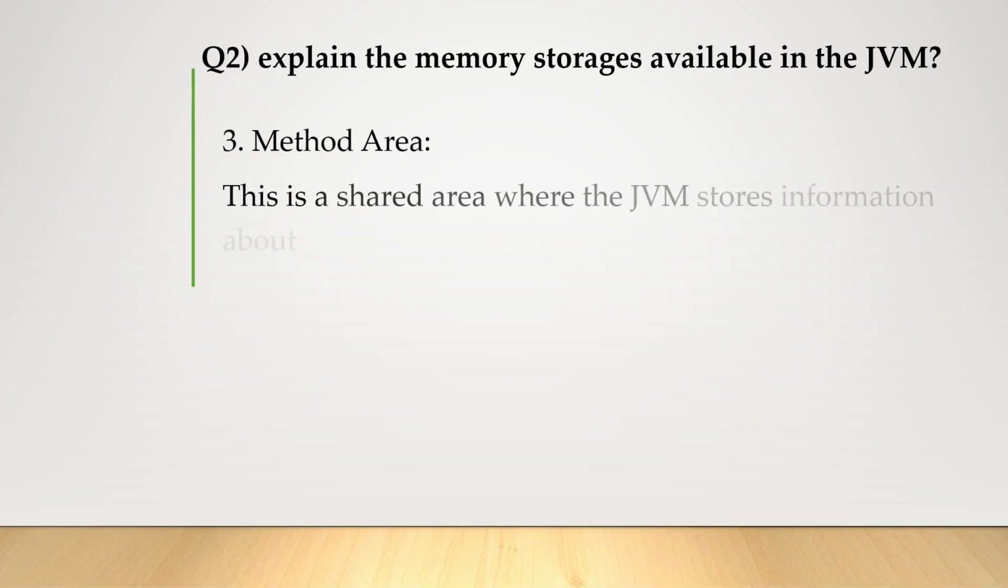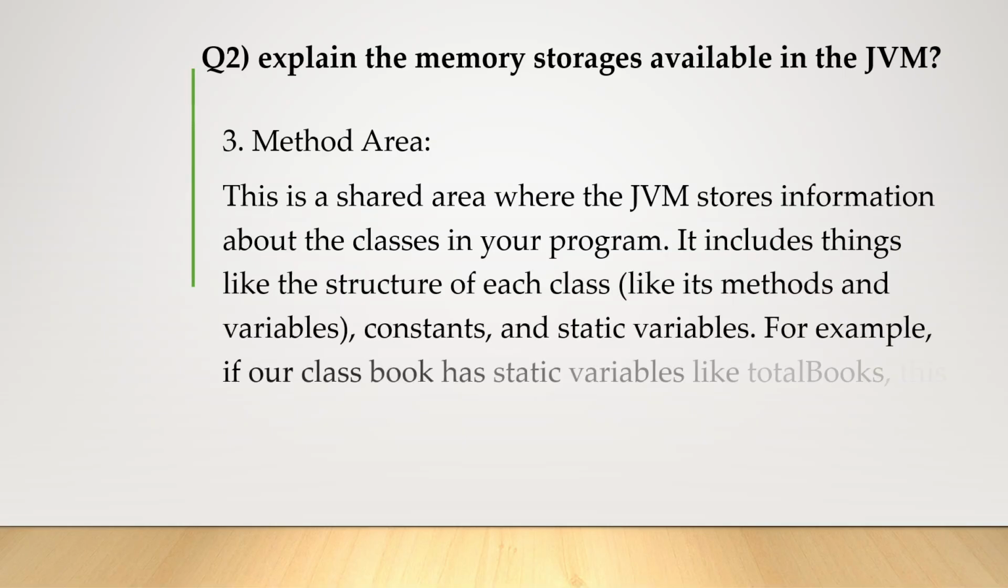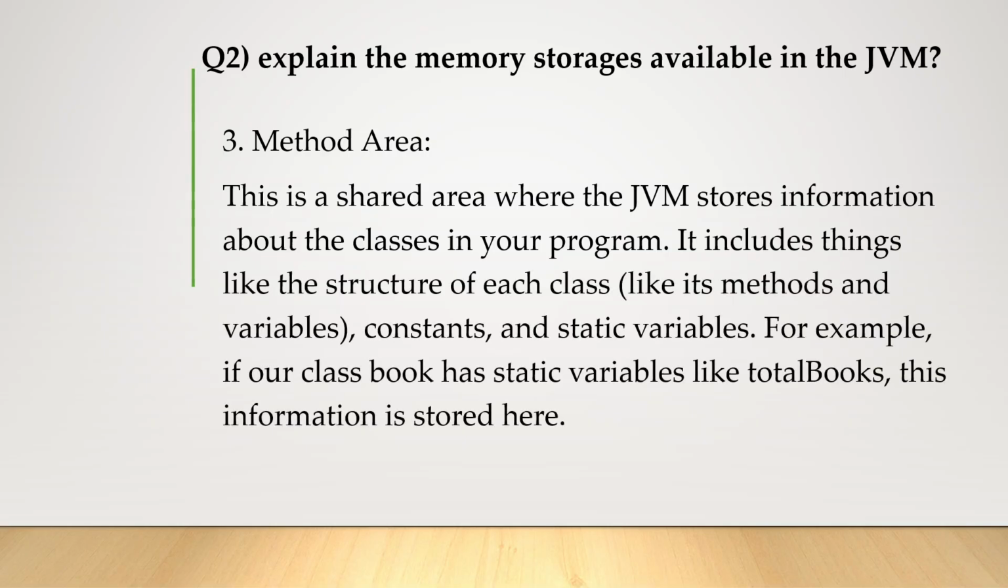Third is method area. Method area is the shared area where JVM stores information about classes in our program. It includes things like the structure of each class, like its methods, variables, constants, and static variables. For example, if our class Book has a static variable like total books, this information is stored here.